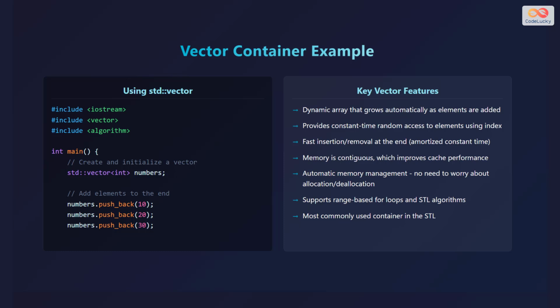Vectors are dynamic arrays that grow automatically as elements are added. They provide constant time random access to elements using an index. They offer fast insertion and removal at the end, and the memory is contiguous, which improves cache performance. Vectors also provide automatic memory management, and they support range-based for loops and Standard Template Library algorithms. Vectors are the most commonly used containers in the Standard Template Library.